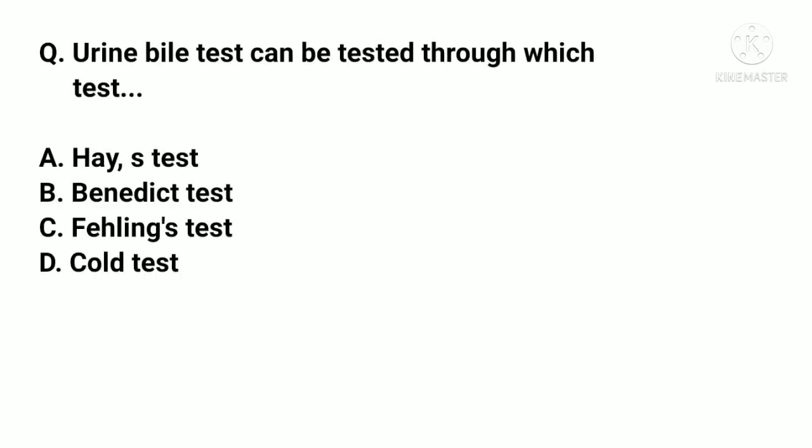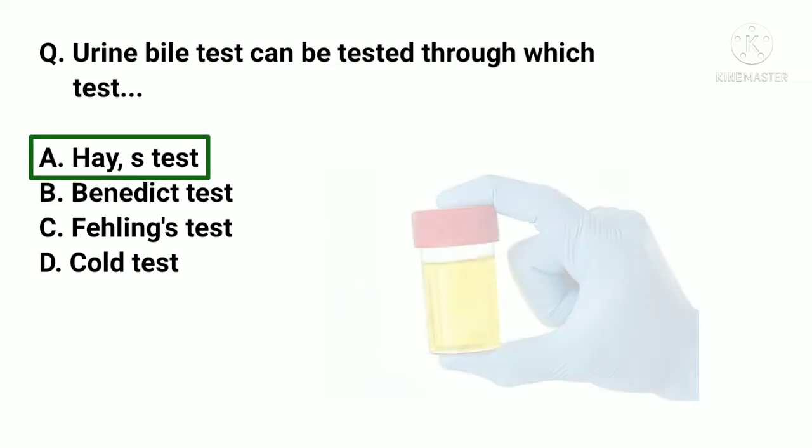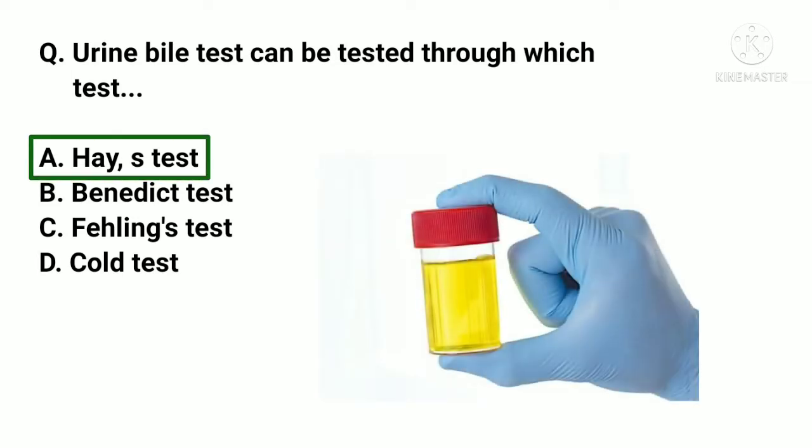Urine bile can be tested through which test? A. Hay's test. B. Benedict test. C. Fehling's test. D. Cold test. And the correct answer is A. Hay's test. Hay's test is used to detect urine bile presence.